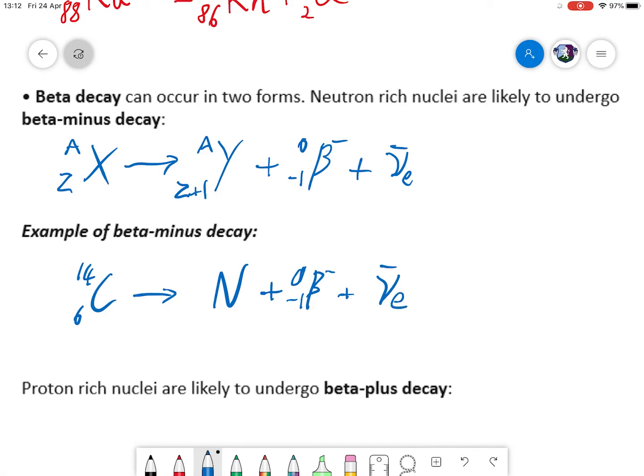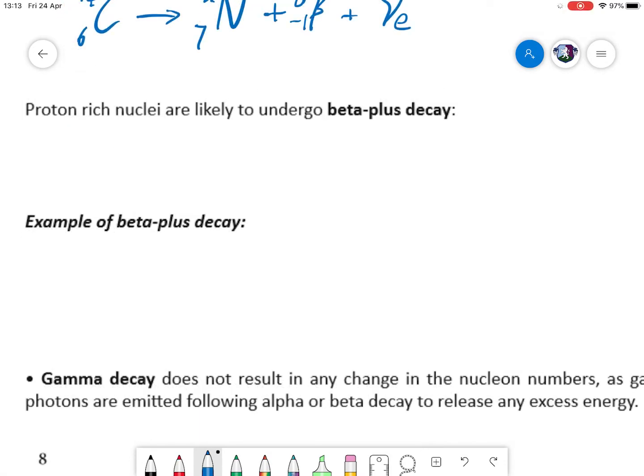We know that nothing changes on the top, so the top value of the mass should be 14. The bottom number should increase by 1 to 7. Now for beta plus, it's ever so slightly different.